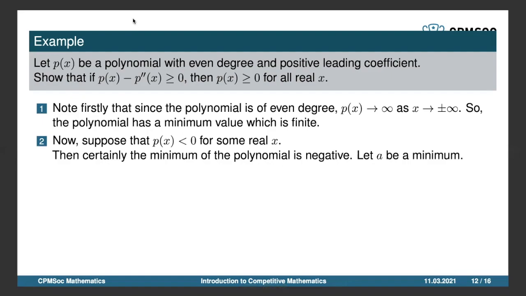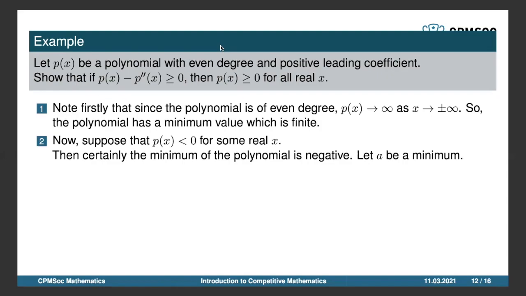Alrighty. So this is where the minimum remark comes in. In particular, we know that we're trying to prove that p of x minus p double prime of x is less than 0. Now, the only information we can glean from this is it's even degree, positive leading coefficient, and that p of x is less than 0 at some point. Those are the assumptions we're starting with for our contradiction proof.